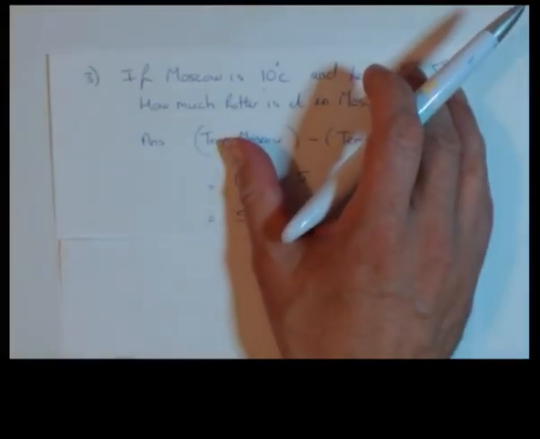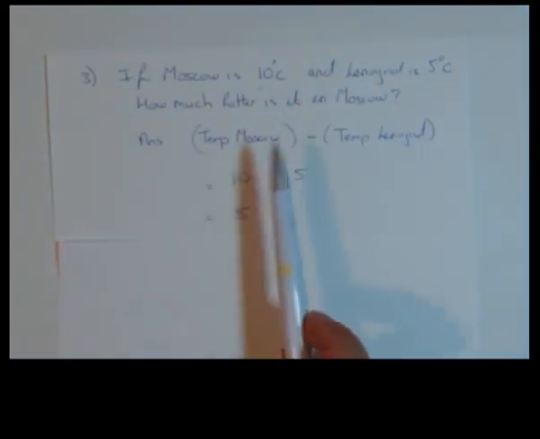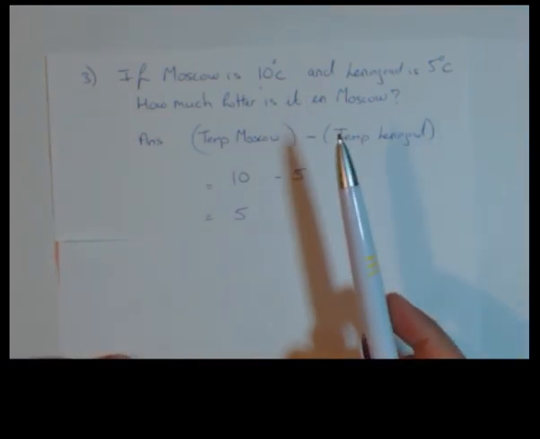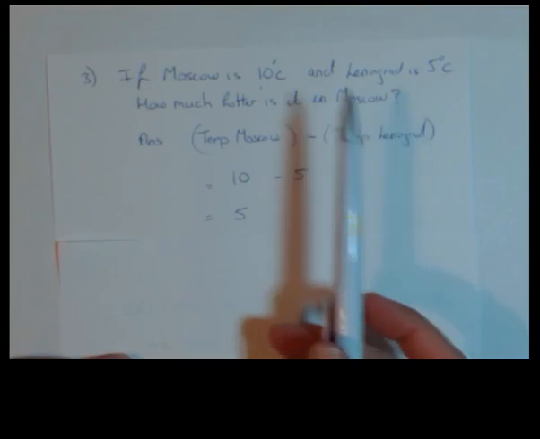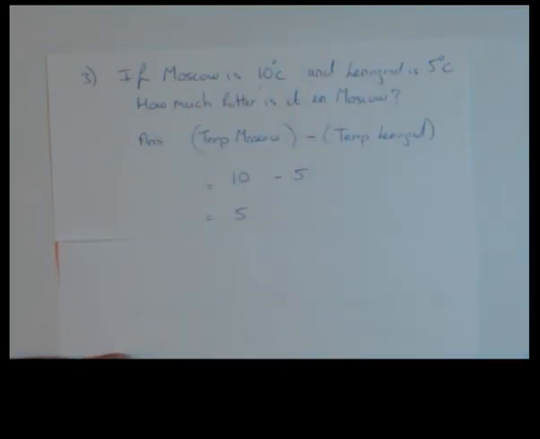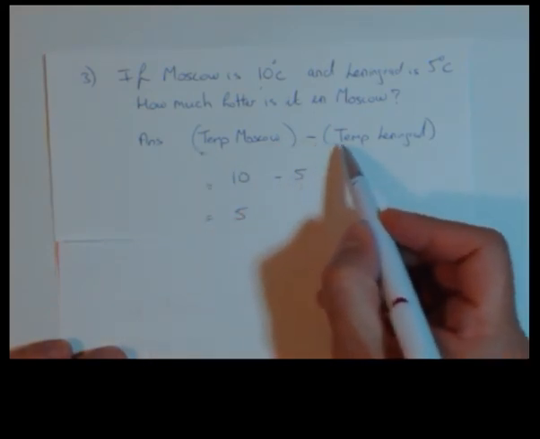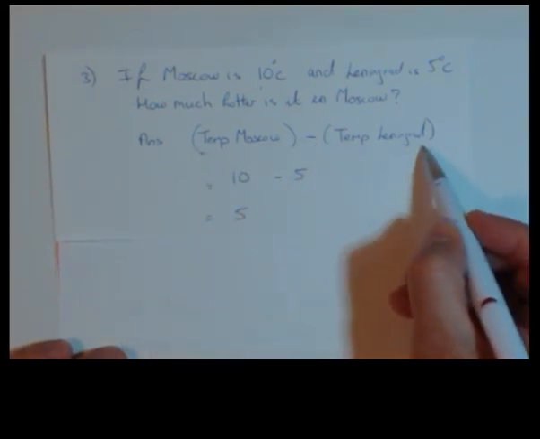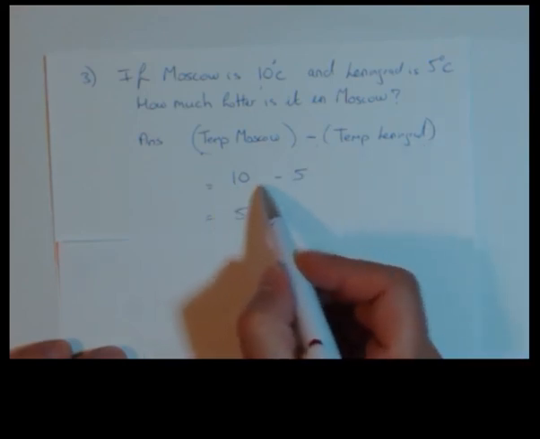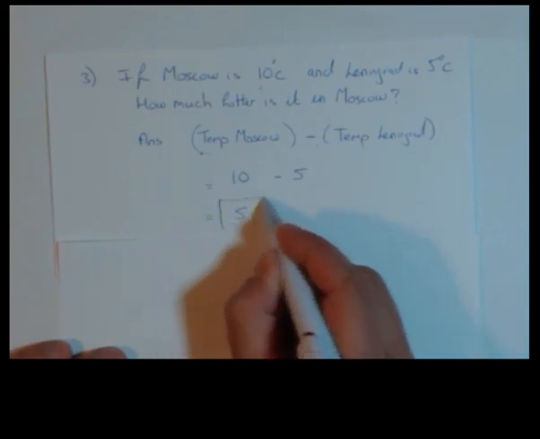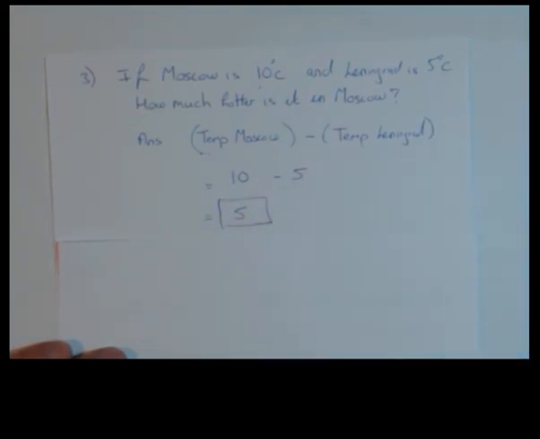But one thing that I want you to do now is start writing down what you're doing as you do it. So the way you're answering this question, you could do it just in your head and go, oh, I can tell that's 5 degrees more. But the method that you would use is you say it's the temperature in Moscow less the temperature in Leningrad, which of course is 10 degrees take away 5 degrees. So Moscow is 5 degrees hotter than Leningrad.